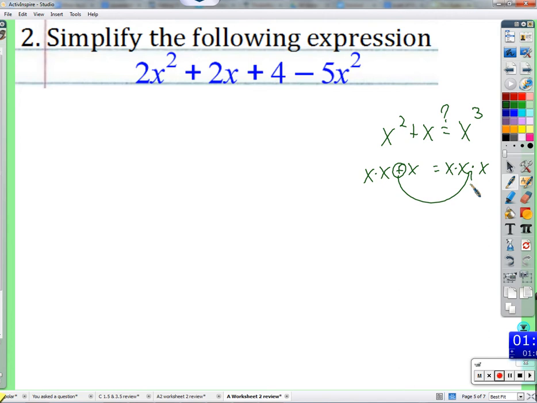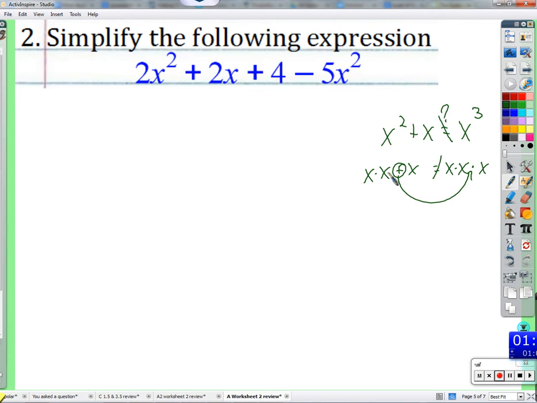X squared plus x equals... still think it was right? Yeah. Well, so what I have below that, is this right? Are these two things equal? Yeah. This and this are equal to each other? Oh, no, no, no. Okay, those are not. But these are just the long way to write what we have up here. X cubed is three x's times each other, yeah? Mm-hmm.